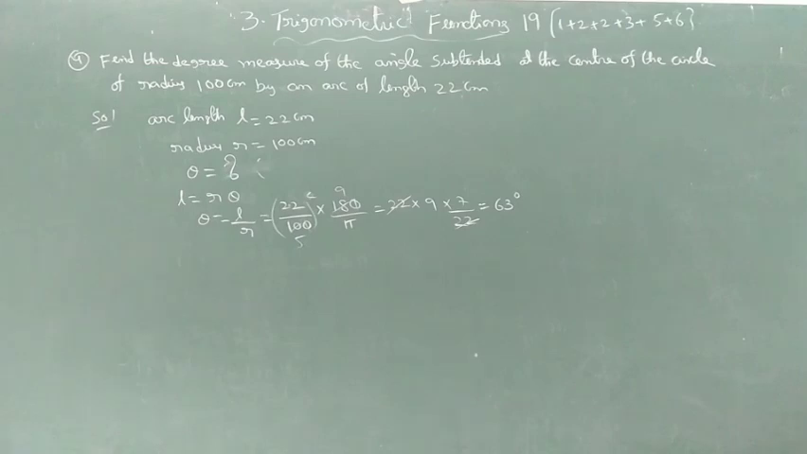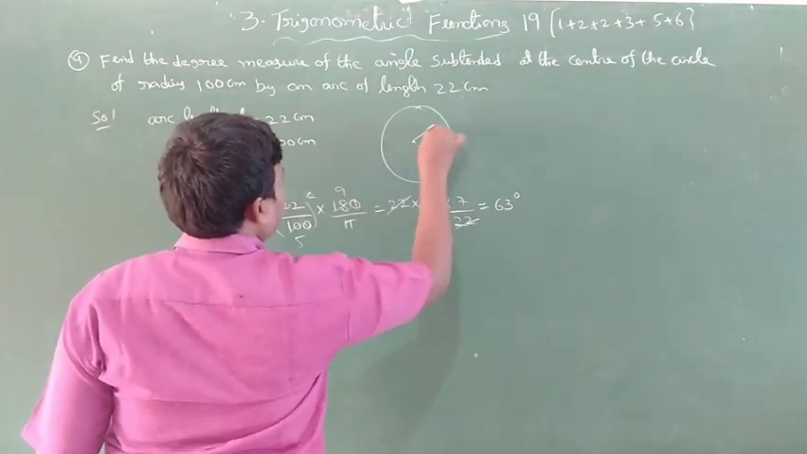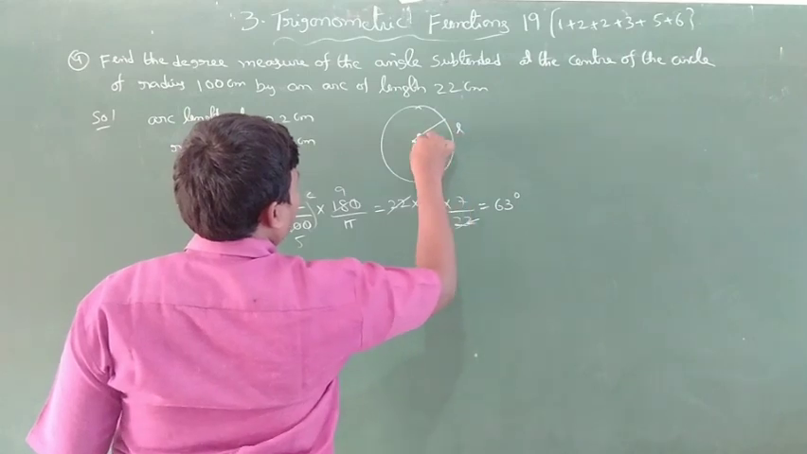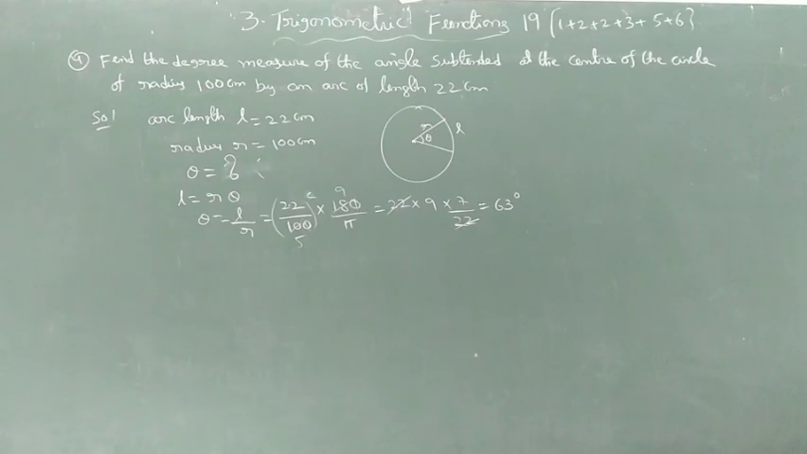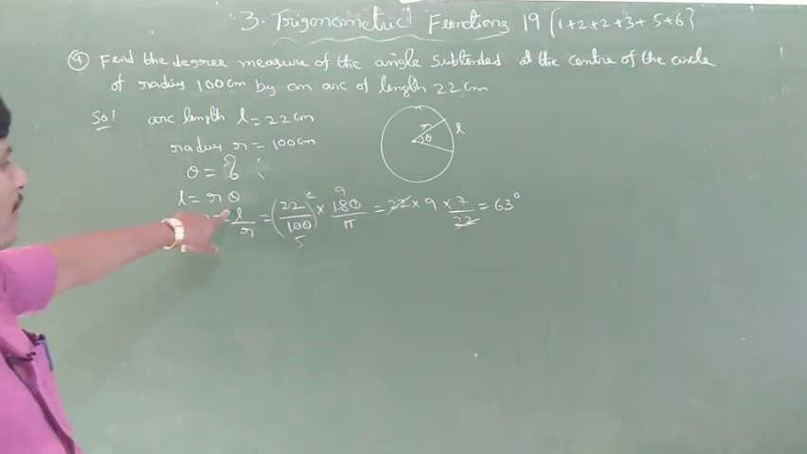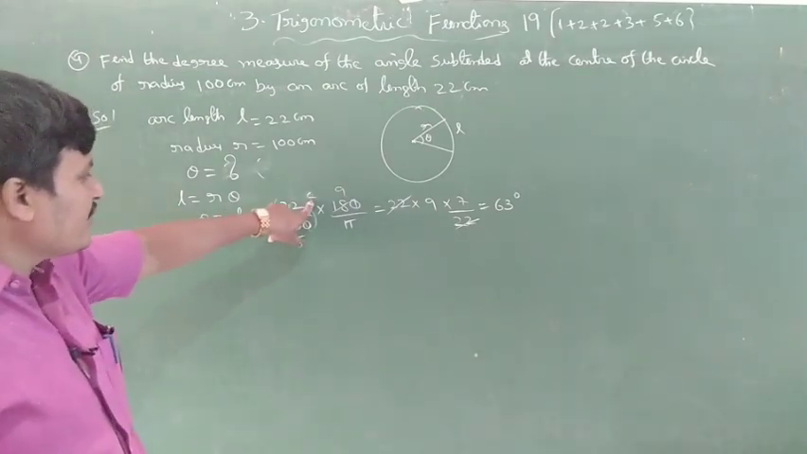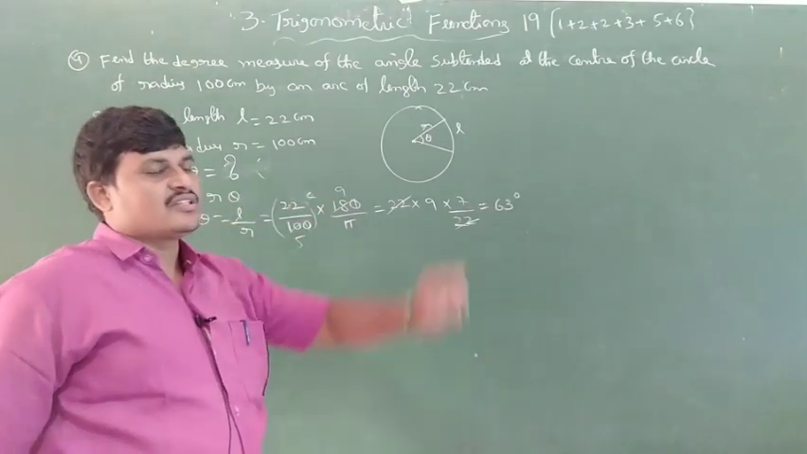Once again, arc length L. This is the circle, the center. This is the arc length, this is the angle, this is the R. R is given, arc length is given, and theta is asked in terms of degrees. The given data is in terms of radians. So theta is equal to L by R radians. Converting radians into degrees, multiply by 180 by pi, so 62 degrees.